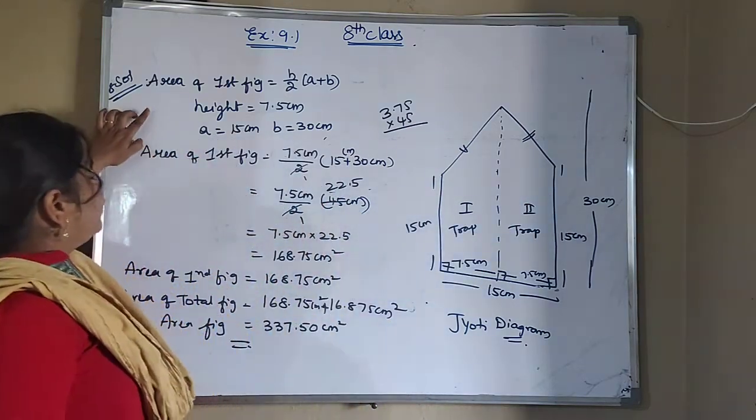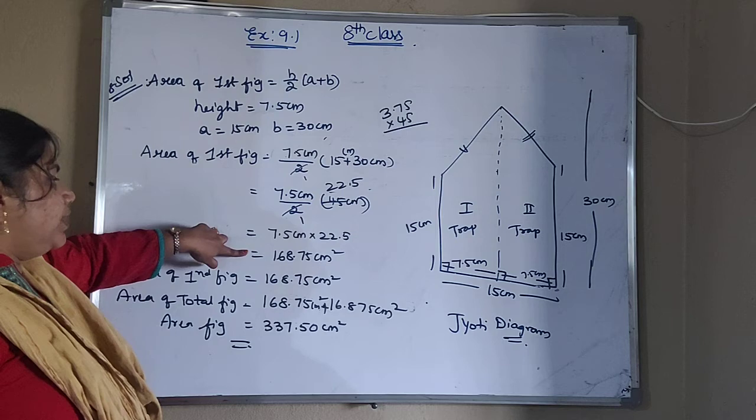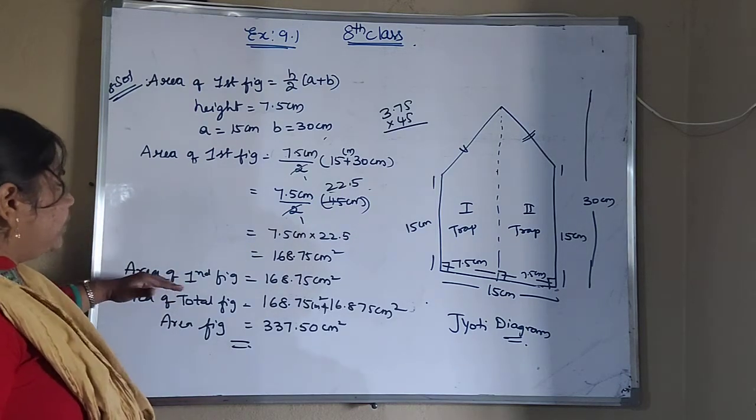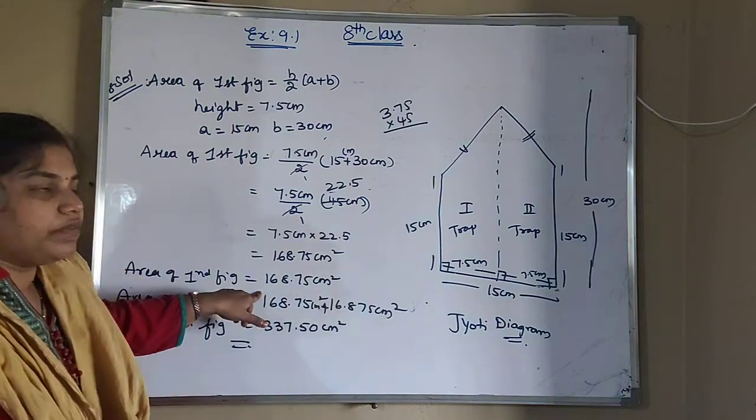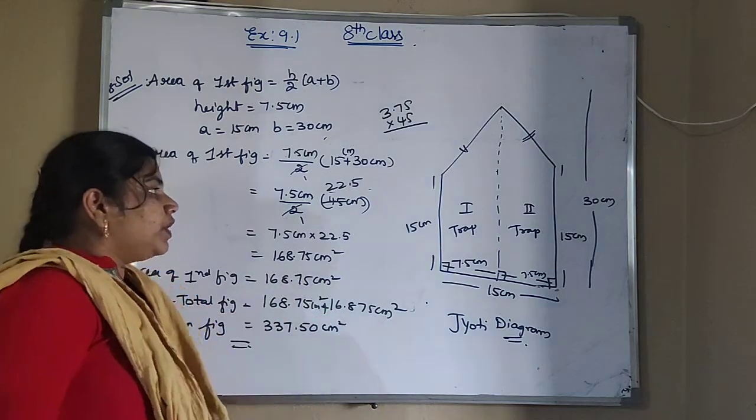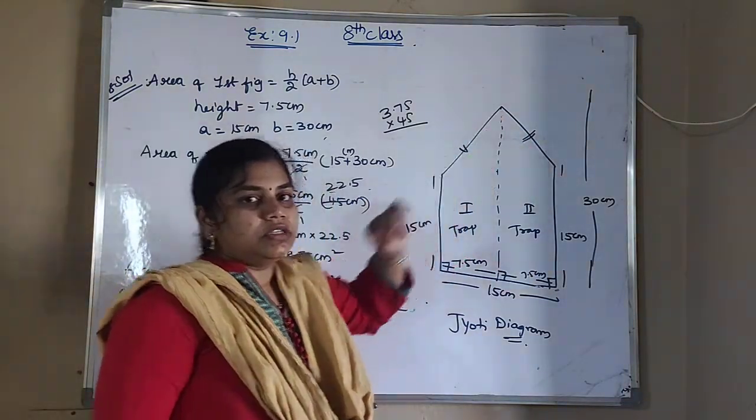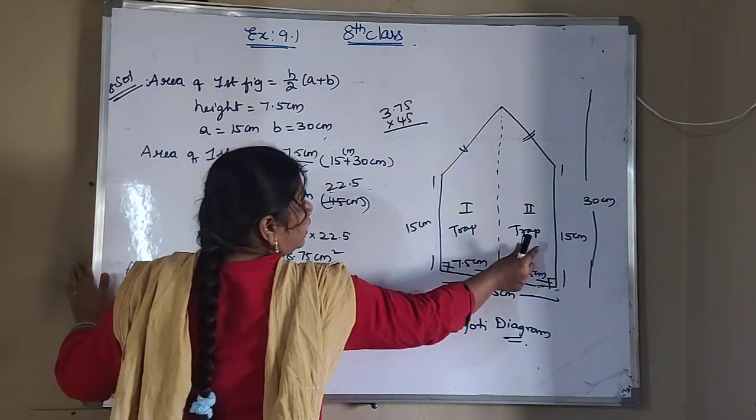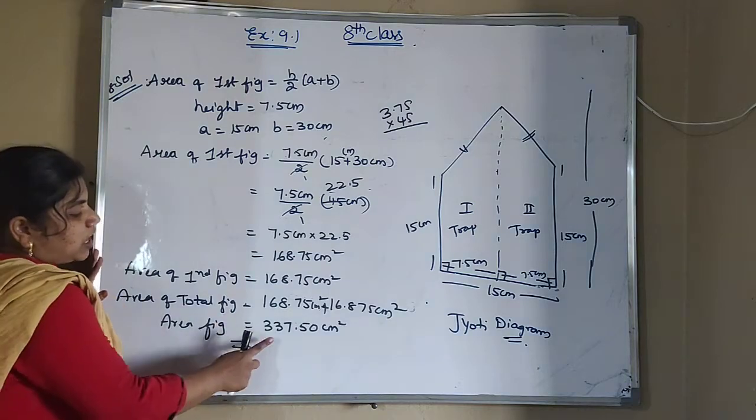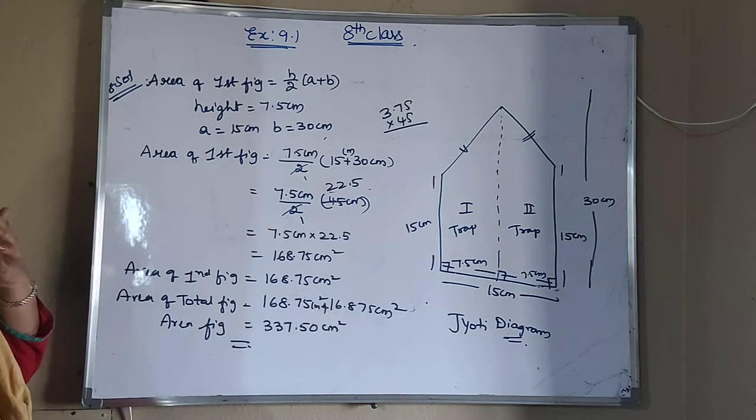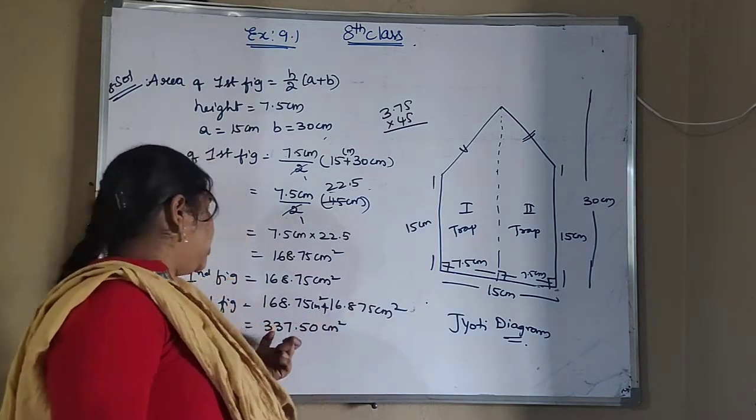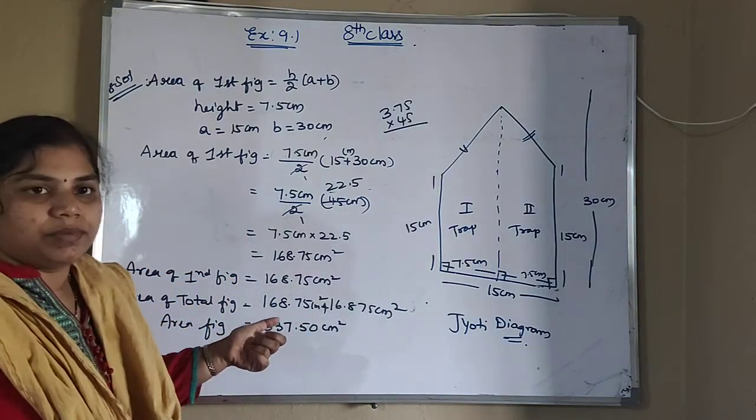So the area of a trapezium she got as 168.75 centimeters square, and for the second figure also she got 168.75 centimeters square. Now we want the area of the total figure. So what we are doing is adding the area of the first figure and the area of the second figure. That is how much? 337.50 centimeters square. So Jyoti got the answer as 337.50 centimeters square.